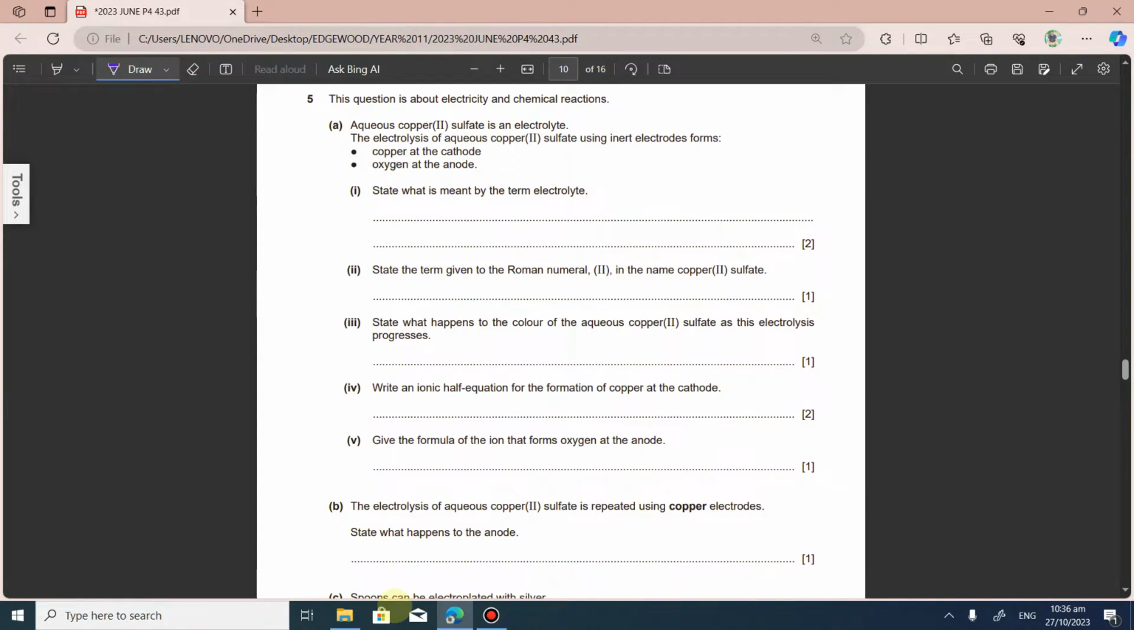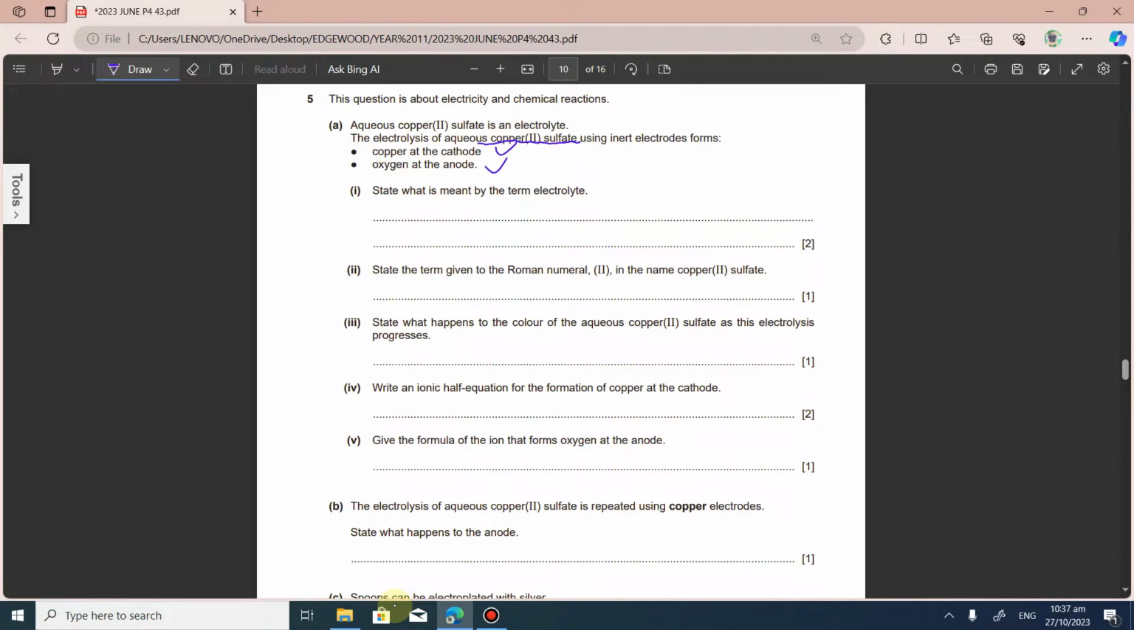Now, this question is about electricity and chemical reactions. Aqueous copper 2 sulfate is an electrolyte. The electrolysis of aqueous copper 2 sulfate using inert electrodes forms copper at the cathode and oxygen at the anode. Let's look at the information before we answer the question. We are looking at the aqueous copper 2 sulfate, which is blue in color, remember? And then copper is at the cathode, oxygen is at the anode.